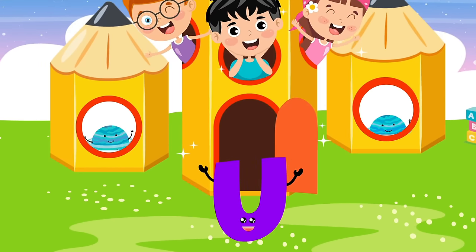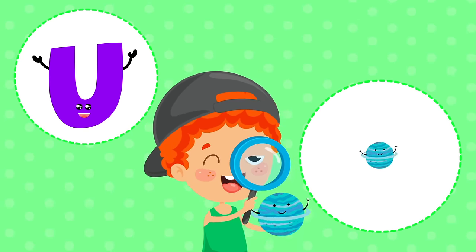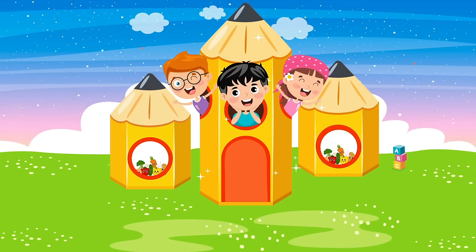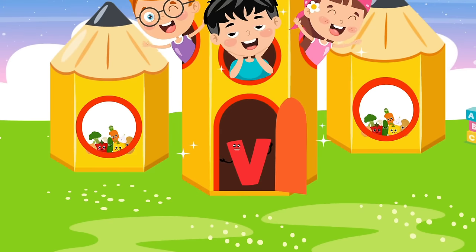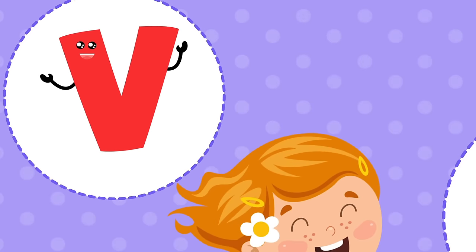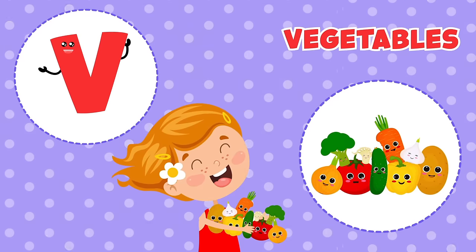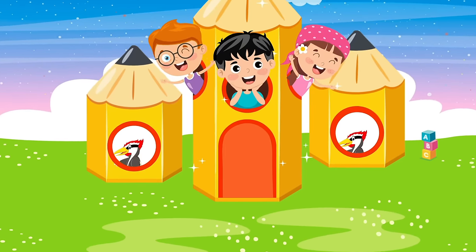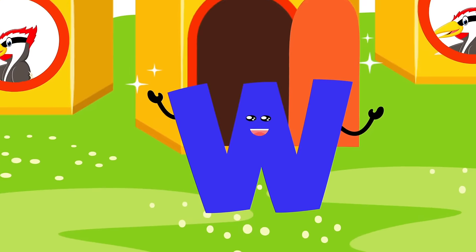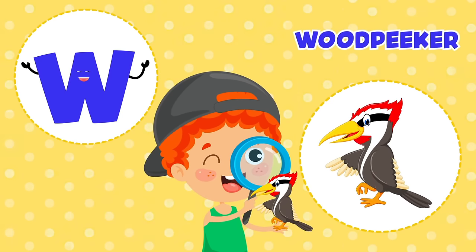Alphabet U is coming. U, Uranus. U is for Uranus. Here comes the alphabet V. V, vegetables. V says vegetables. Next we have letter W. W, woodpecker. Woodpecker starts with W.